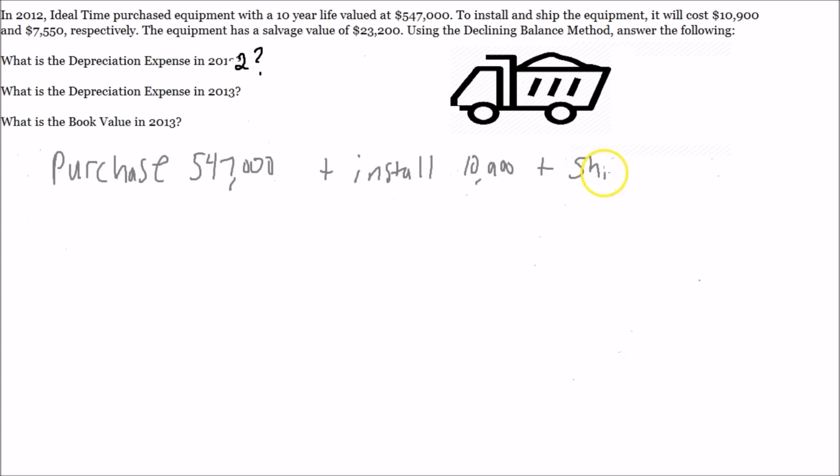So to ship it, and that's all I see here. So that's going to be our total cost. Let's go ahead and add these numbers up, and we get 565,450. All right, that cost will be very important in a little bit.